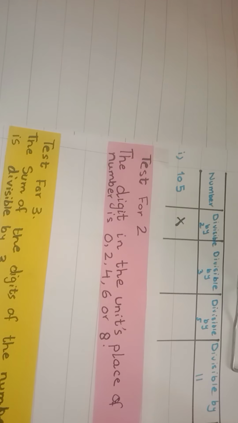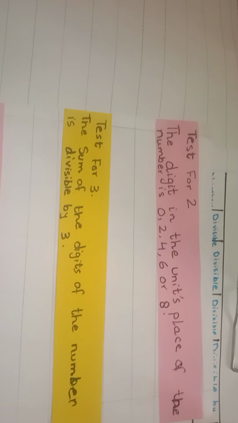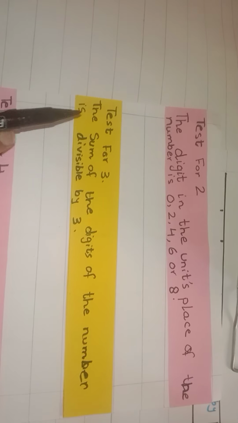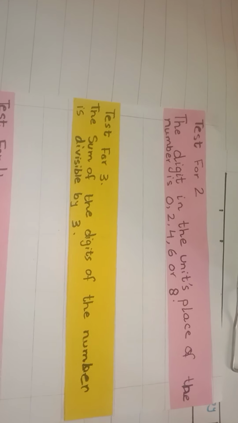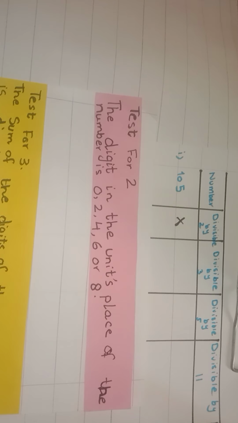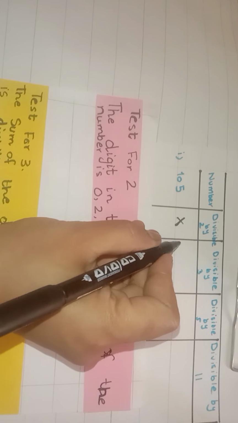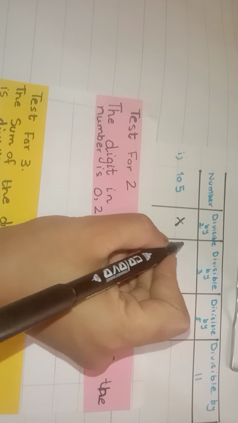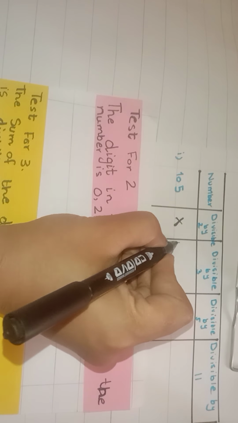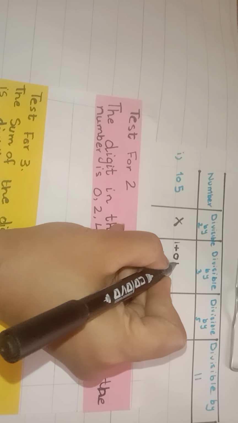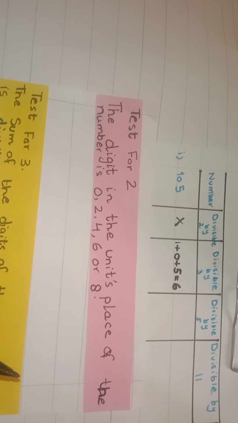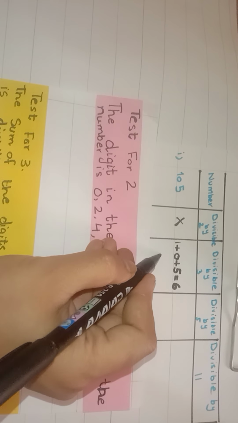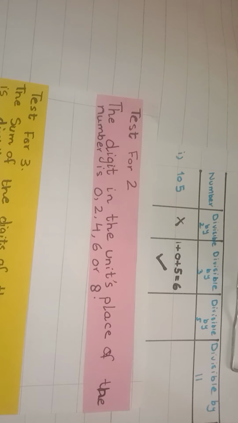Then to test whether a number is divisible by 3 or not, the test is the sum of the digits of the number is divisible by 3. Clearly we can see that we have to find the sum of the number. So in the column we will find the sum of the number, that is 1 plus 0 plus 5, it is equals to 6. So students, 6 occur in 3 table. Yes, 2 threes are 6. So it means it is divisible by 3. So we will place a tick here.